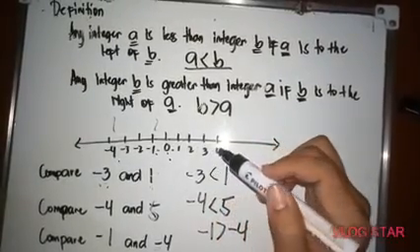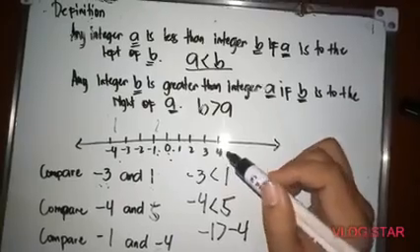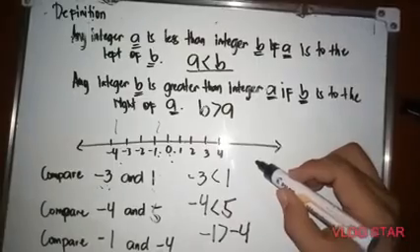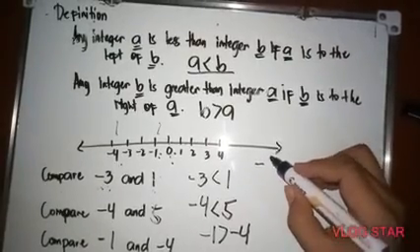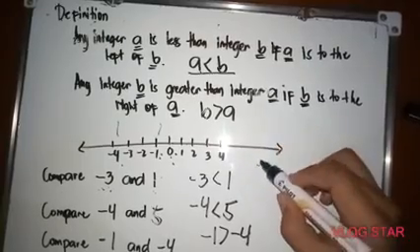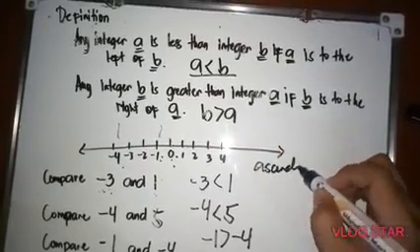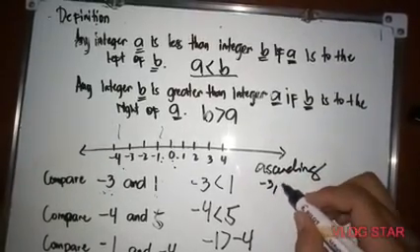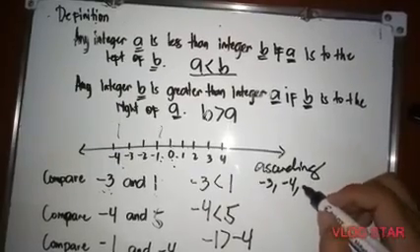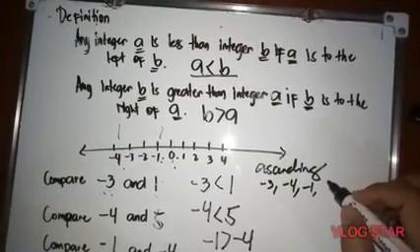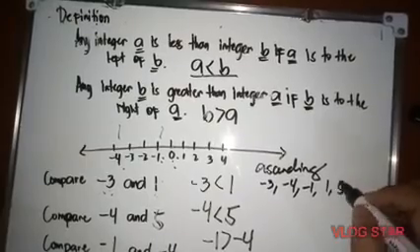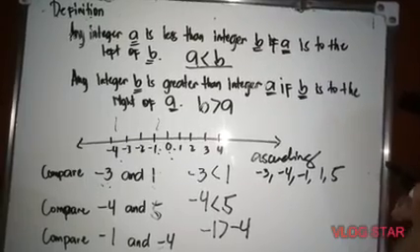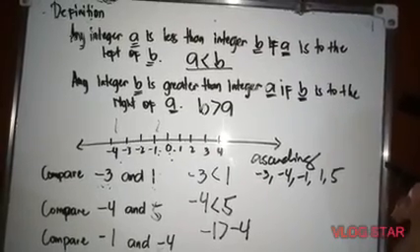So let's try to arrange these integers into ascending order. Ascending. So the integers are -3, -4, -1, 1, and 5. Let's arrange them into ascending order, or from least to greatest.